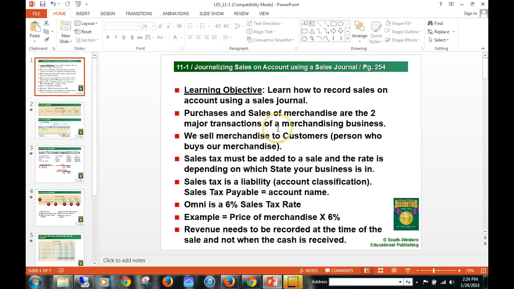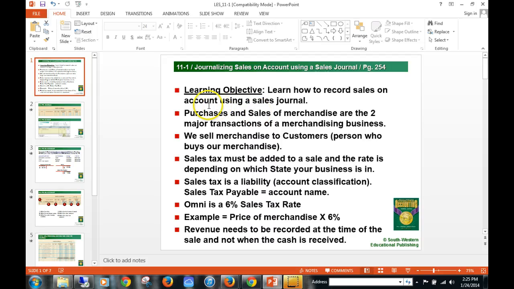So the objective here, again, Chapter 11, our sales journal and our cash receipts journal, is first off 11-1, which is on page 254. We're going to learn how to record sales on account using a sales journal. Basically, purchases of merchandise and sales of merchandise are the 2 major transactions of any merchandising business, which is what we're working on right now.